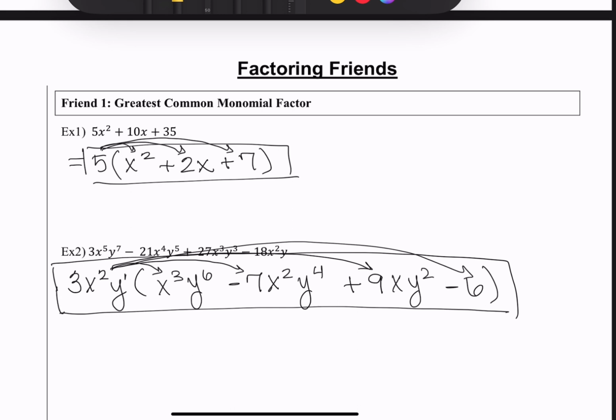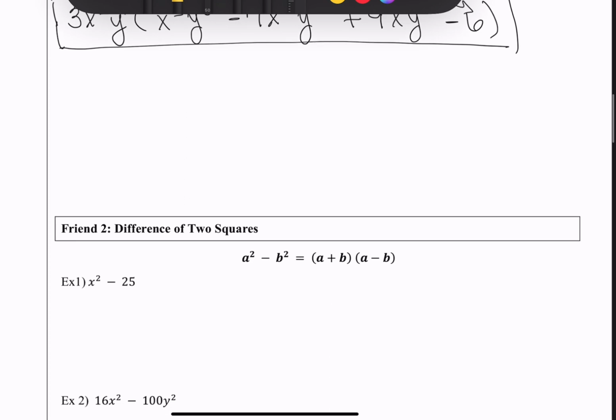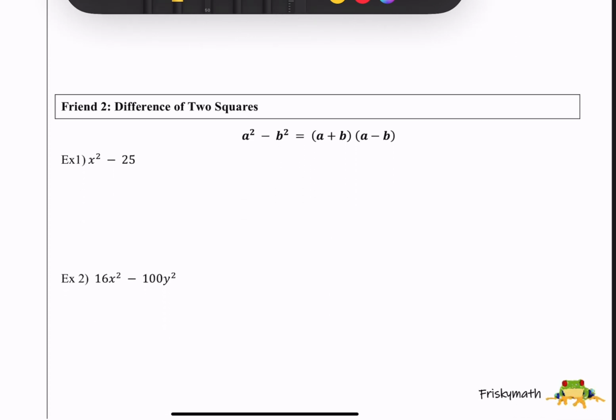That is your first factoring friend. Every time that you need to factor, please ask greatest common monomial factor for help. Always, always, always look there first. All right, friend 2 is difference of 2 squares.